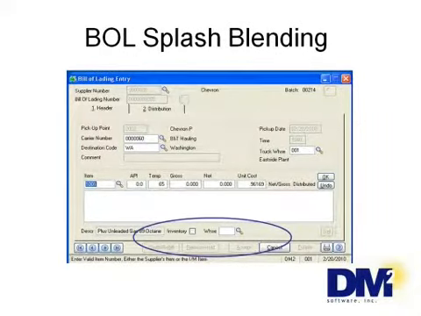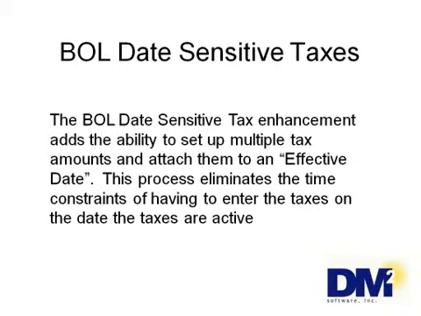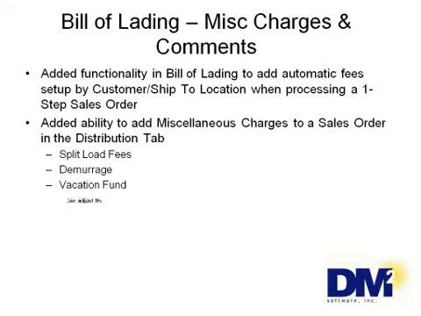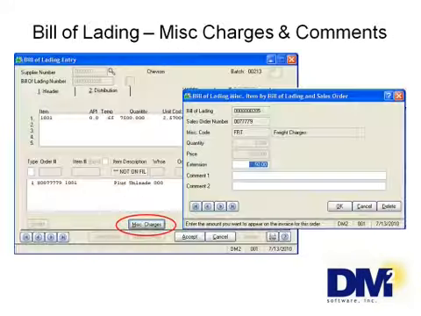Splash blending: I'm able to go to the rec, pull in product from my supplier, as well as pull in product from my inventory, so splash blending, biodiesel, things like that. Able to do it easily within bill of lading. We've added date-sensitive taxes to bill of lading. I'm just going to skim through a few things here. We've added the ability to do miscellaneous charges and comments right within bill of lading. So it's all automated. I don't have to go into the invoice to do so.